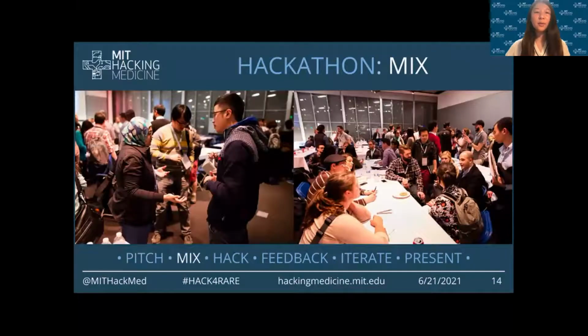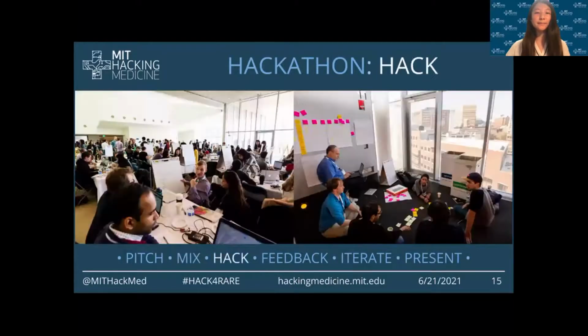Then you're going to be going into Slack channels that will be made visible following problem pitching, and you'll have the opportunity to mix with other participants who are equally as passionate as you are and talk with all sorts of different people to be able to form interdisciplinary teams centered around real problems.